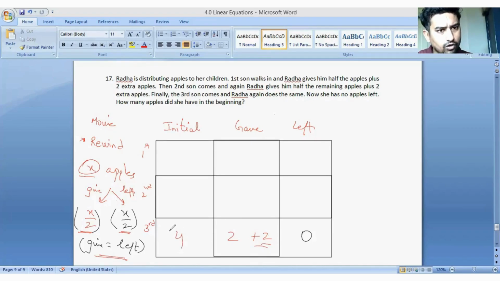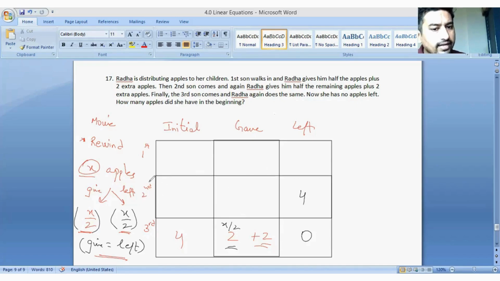Now understand, in the normal way, this son came in, Radha had 4 apples. First of all, she gave him half. What is half? X by 2. Out of 4, how much did she give him? 2. Half. Then she gave him 2 more because half is 2. And they've said she gives 2 more. So 2 more, and then she's left with 0. So now that comes in sync. That means when the third kid came in, Radha had 4 apples. That means when the second son left, Radha had 4 apples.